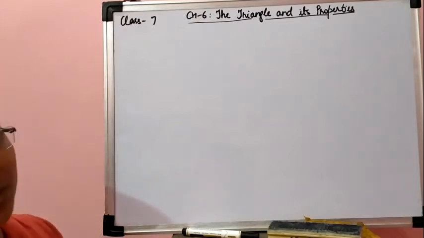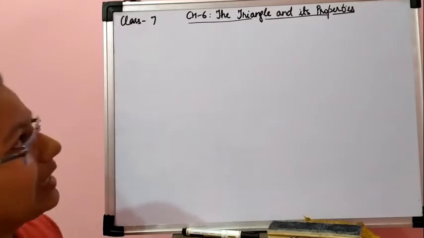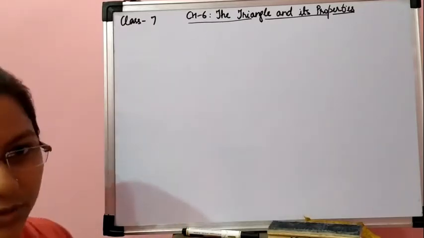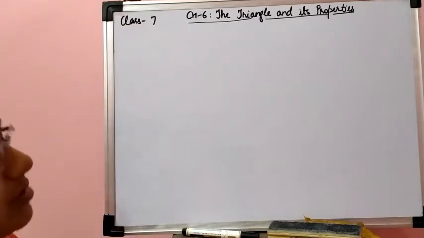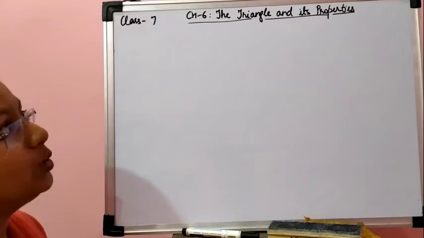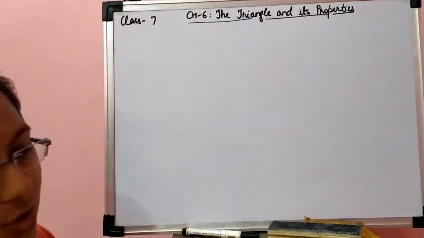Good morning students. Today we are going to start a new chapter of class 7, that is the triangle and its properties. Chapter 6 we are going to start. Now in the previous chapter we have studied lines and angles. Now lines and angles both are present in a triangle.